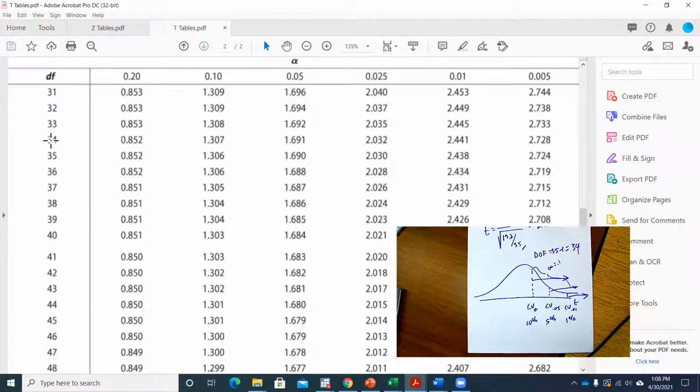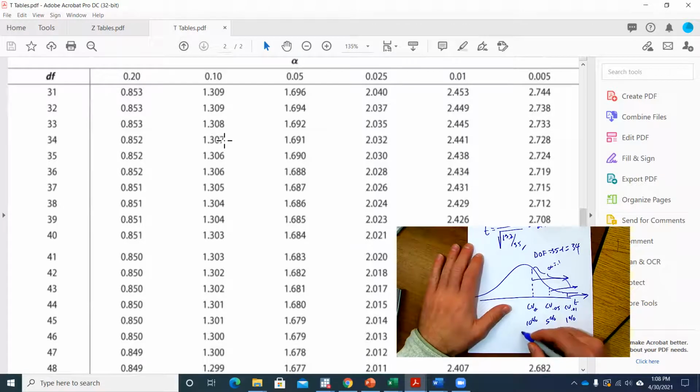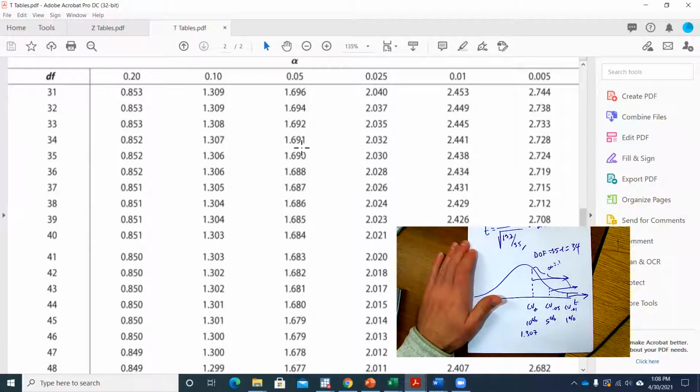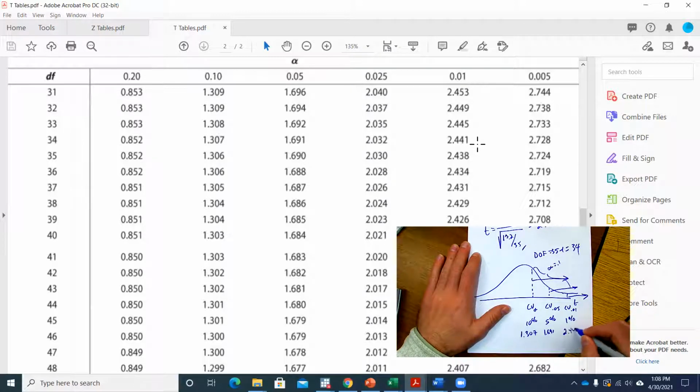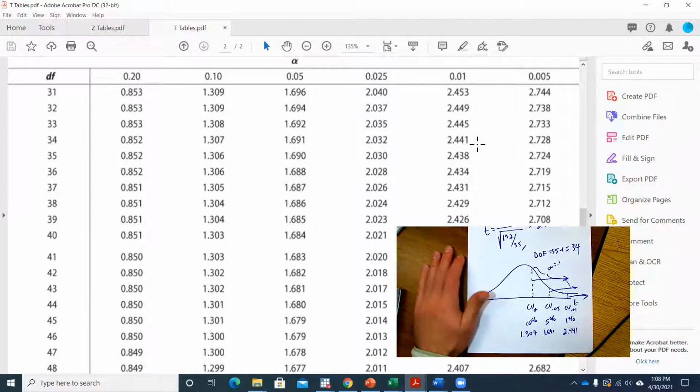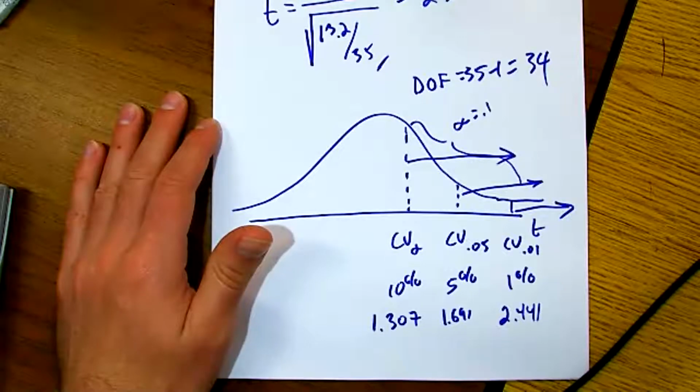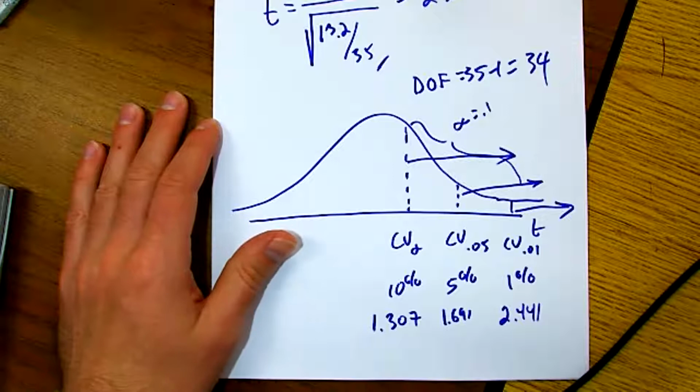So with degrees of freedom of 34, my first critical value is 1.307. The next one is 1.691. And then the third one is 2.441. Okay. So now I've got my three critical values.